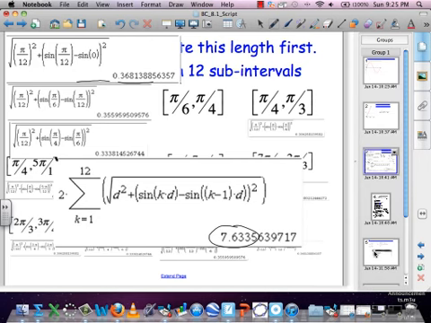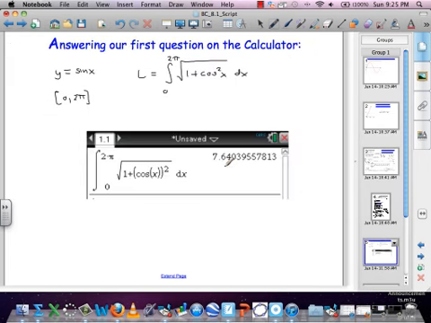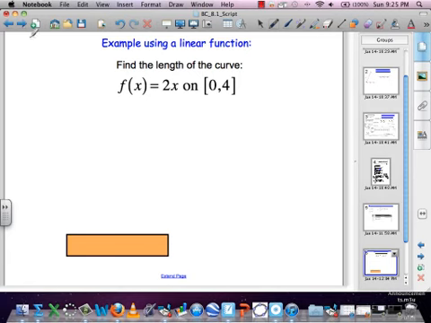But the actual answer, the actual length of the curve, is this number right here. Kind of neat. All right, let's tackle a couple by hand.